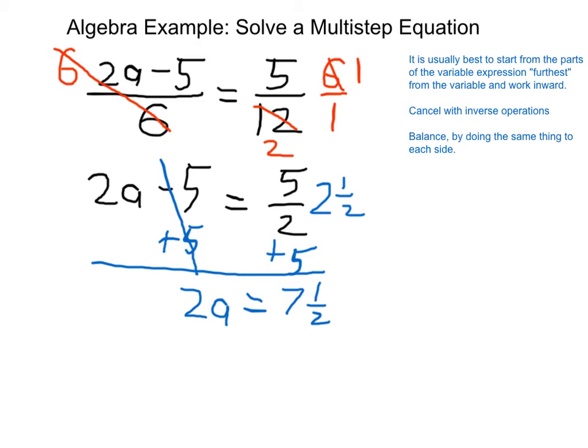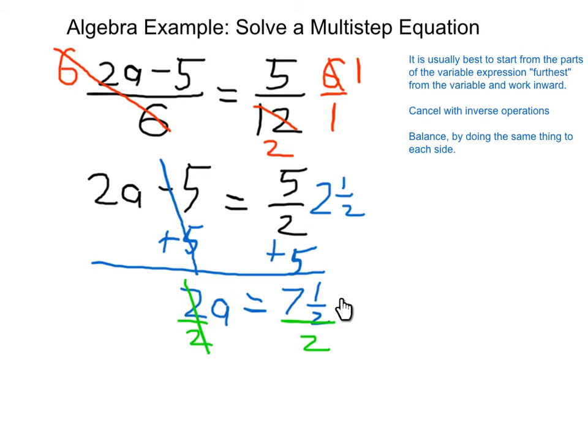Now I'm down to a one-step equation. All I need to do to get the a by itself is to divide by 2. And of course I have to do that to both sides. I'm going to do 7.5 divided by 2. While it was easier in the previous step to have converted this into a decimal, here it probably would be easier if it were an improper fraction. So that's what I meant when I said it's situationally dependent.